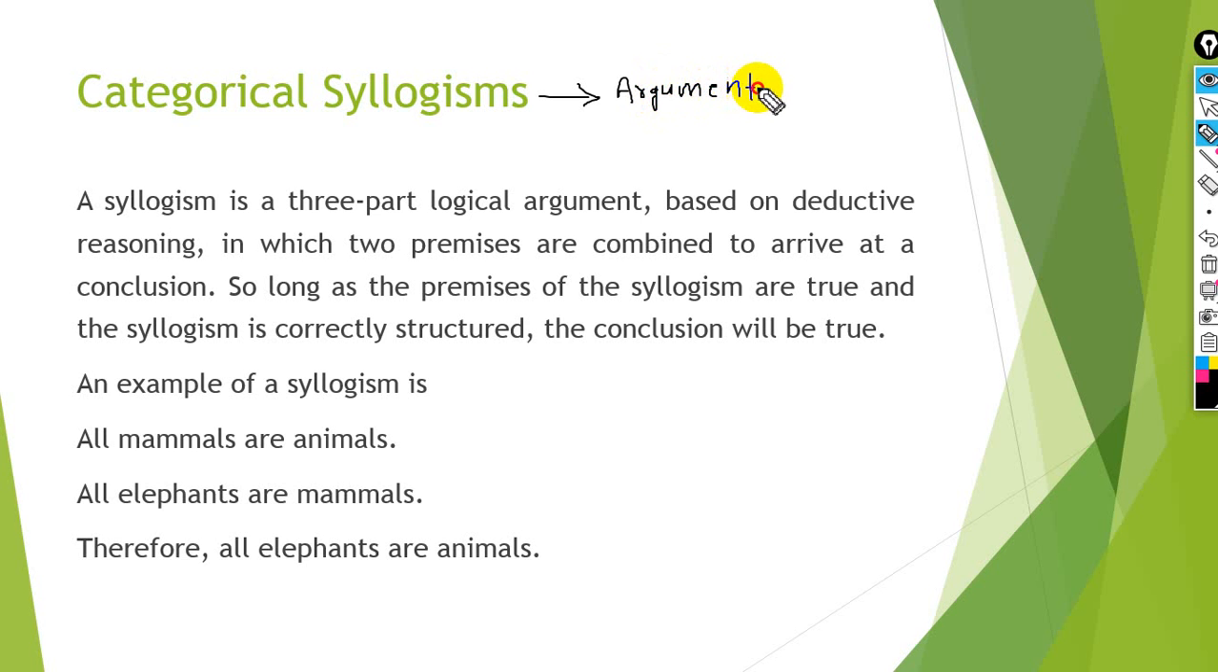Now what is an argument? An argument is the combination of premises and conclusion. So we will have different premises in an argument, for example P1, P2, P3, P4 and so on, and we will find the conclusion from these premises. So we can say this is an argument.